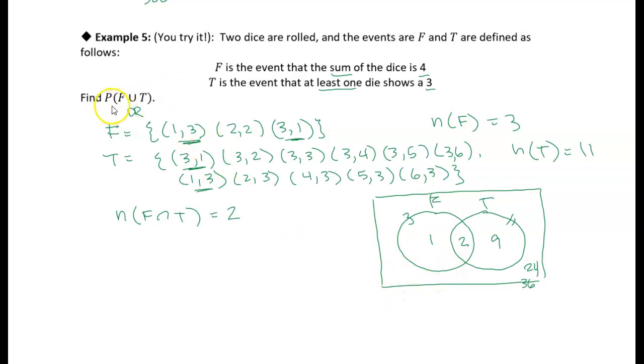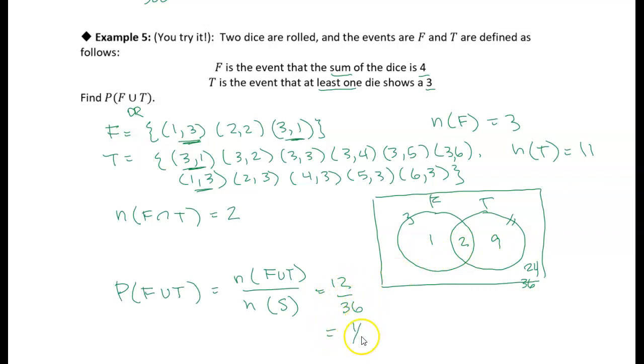Remember what we're looking for? We're looking for the number of elements in the union of the two sets, which means either you get a sum of 4 or you get at least one 3 on the dice. So the probability of F union T is the number of elements in the union divided by the number in the sample space. We add these up: 9 plus 2 plus 1 gives us 12 out of 36, which is the same as 1/3. So we have a 1/3 probability of either getting a sum of 4 or at least one die showing a 3. Alrighty, I'll meet you for the next example.